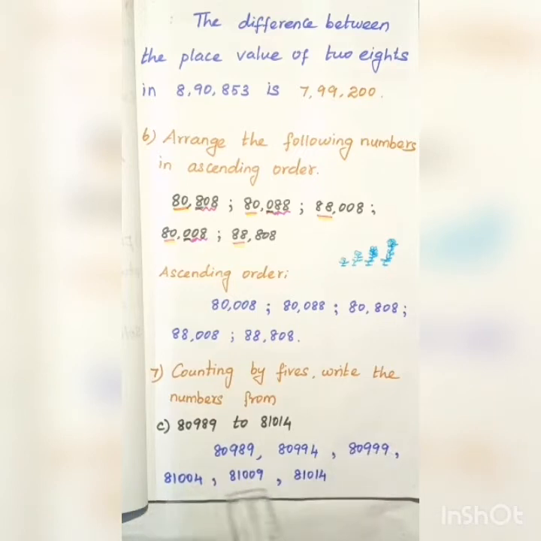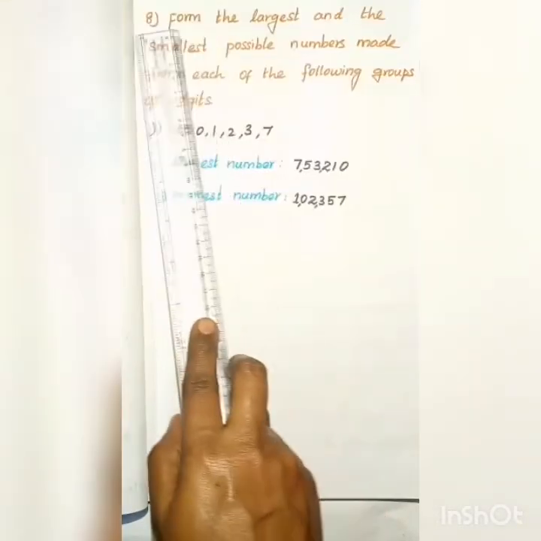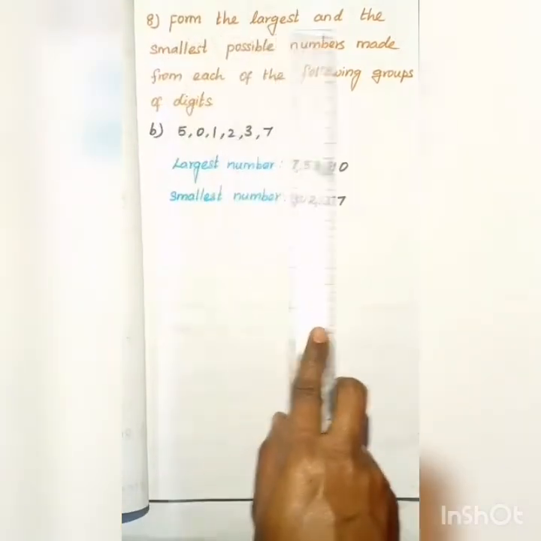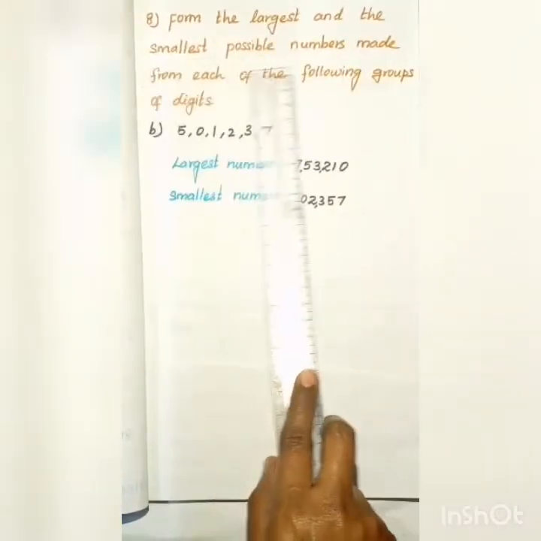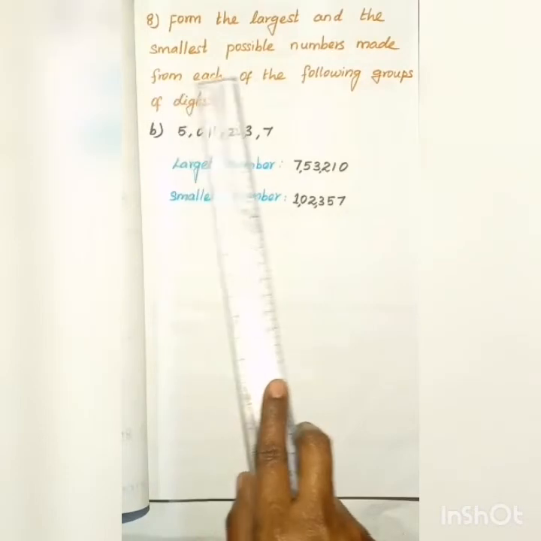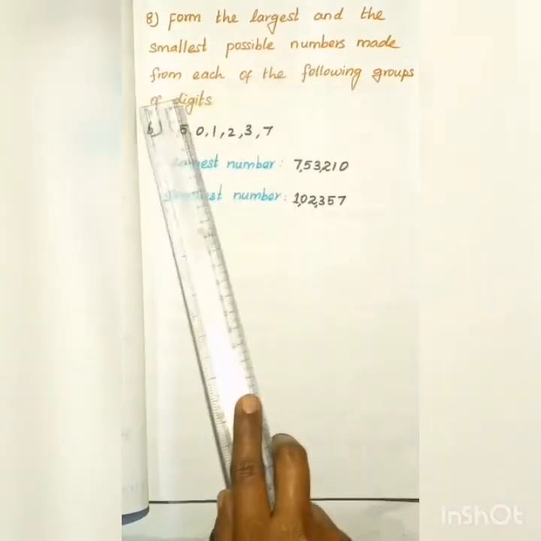Then you add 5 to this number, you get 81,004. Next, 81,009. Then you add 5, you get 81,014. Here you have 81,014. So you add 5 to 80,989 up to 81,014. Eighth question. Form the largest and the smallest possible numbers made from each of the following groups of digits.